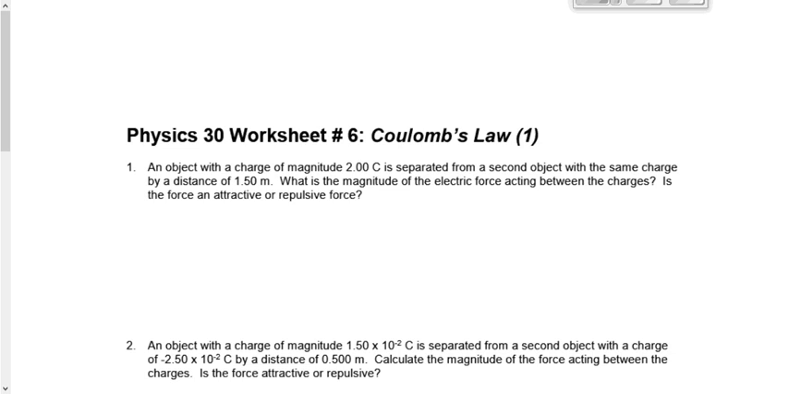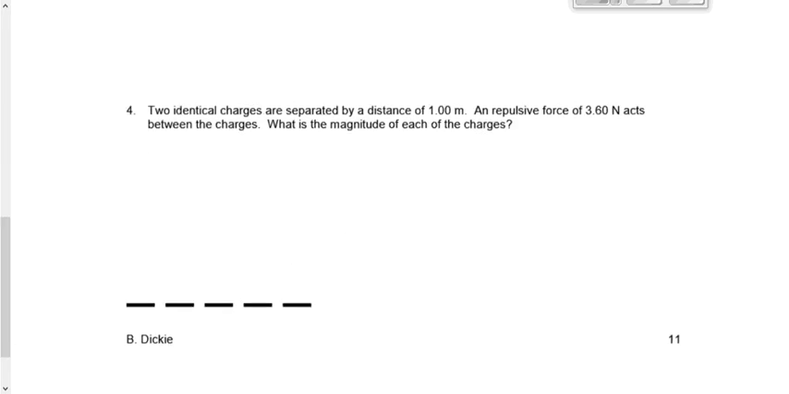We're going to take a look at our homework from last night, worksheet number 6. Specifically, we're going to do questions 4, 7, and 8, starting with number 4. Two identical charges are separated by a distance of 1.00 meters. A repulsive force of 3.60 newtons acts between the charges. What's the magnitude of each of the charges?